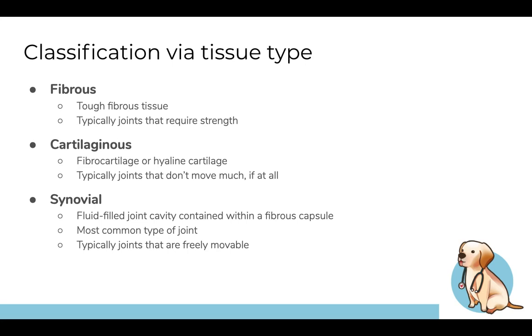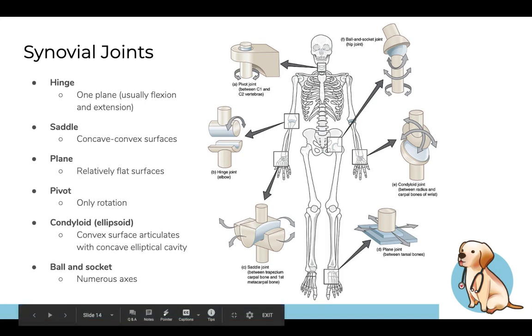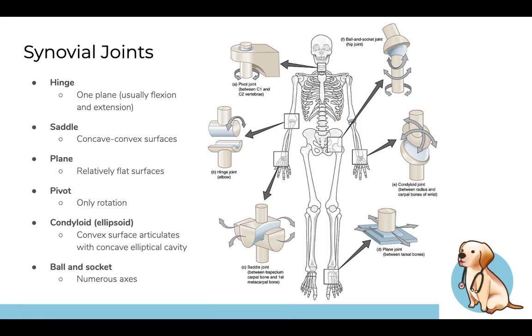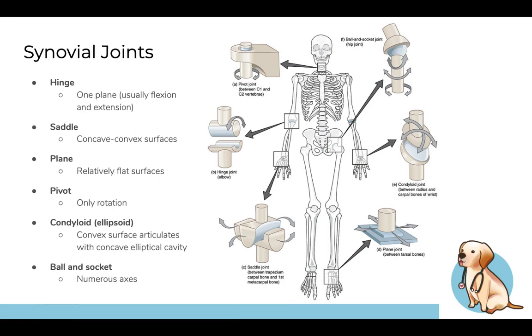So synovial is the most common type, and there are a few types of synovial joints, named these ways depending on what they look like and how they move. You have your hinge joint over on the side, and that one's usually a movement in one plane, so usually flexion and extension. Then you have your saddle joint, with a convex and a concave surface that fit into each other. And then you have a plane joint, which is generally relatively flat surfaces. A pivot joint, which is top left, and that one's only rotation.